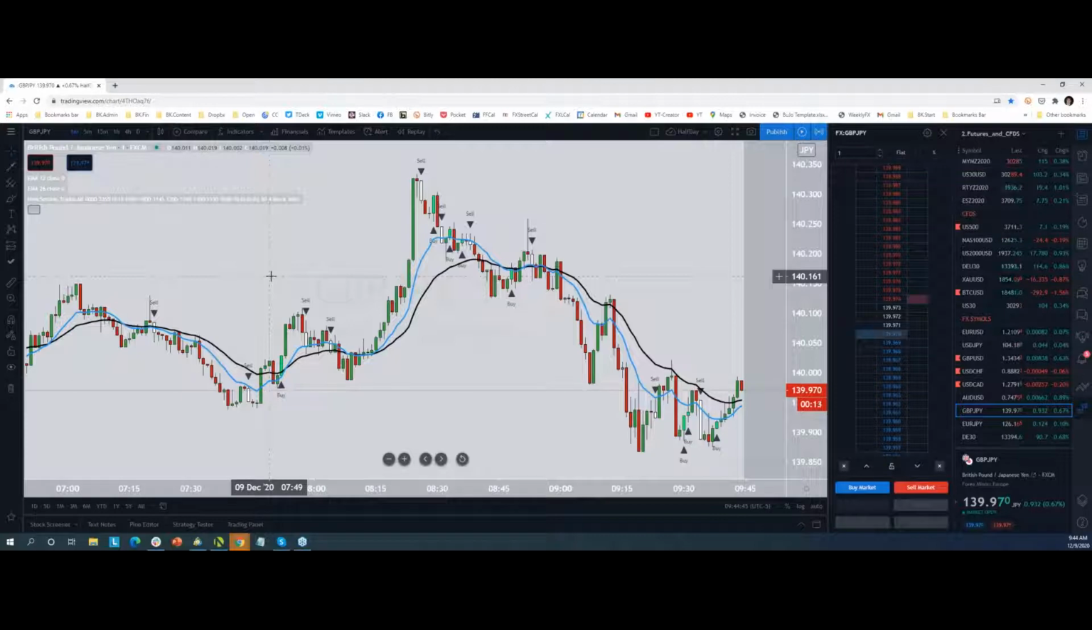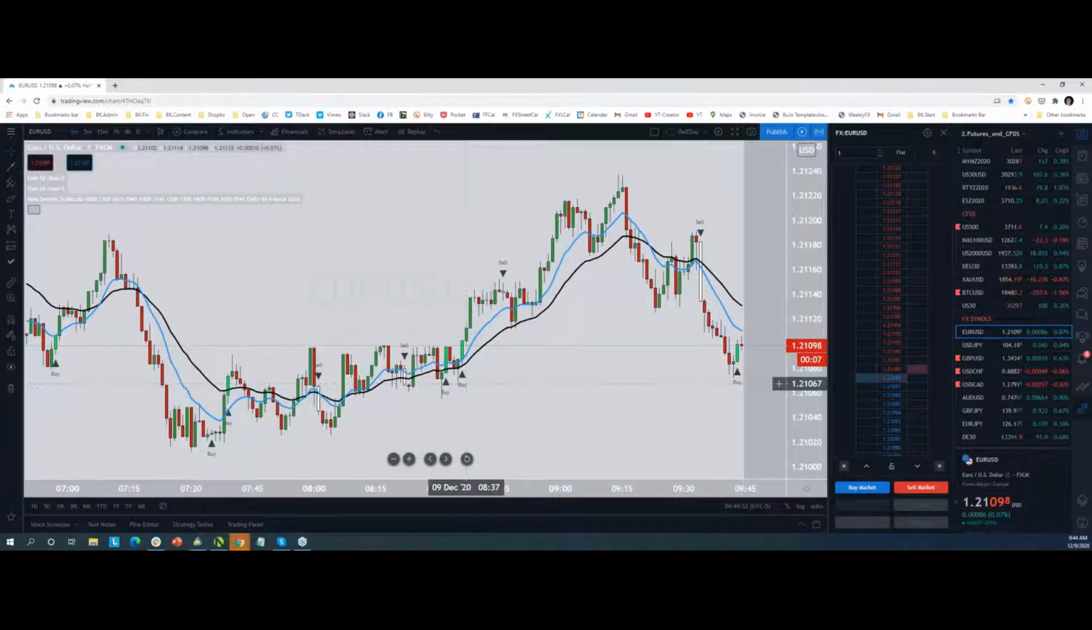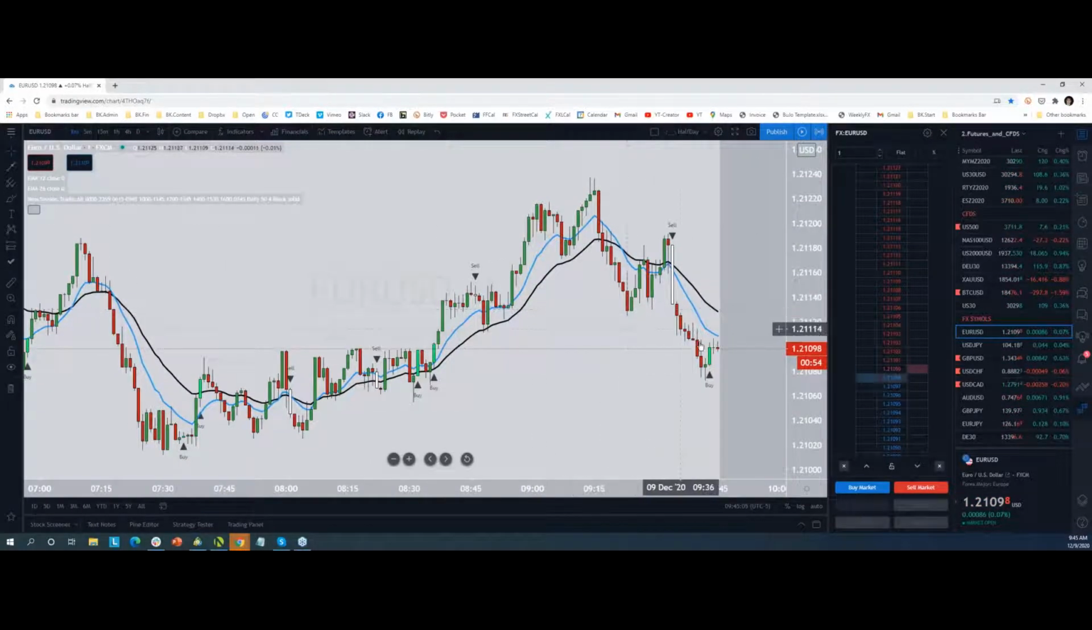Paul is asking me, why is there no signal on the first retrace in the euro dollar? What signal are you looking for? This was the breakout signal over here, Paul. Sell gets taken out over here, and then you have this big move. Otherwise, we got no signal. We have a buy over here.